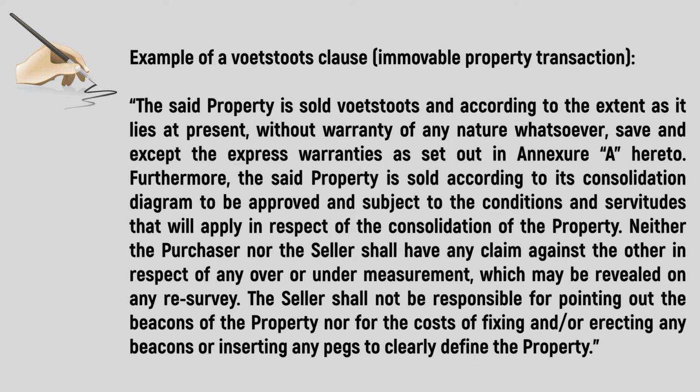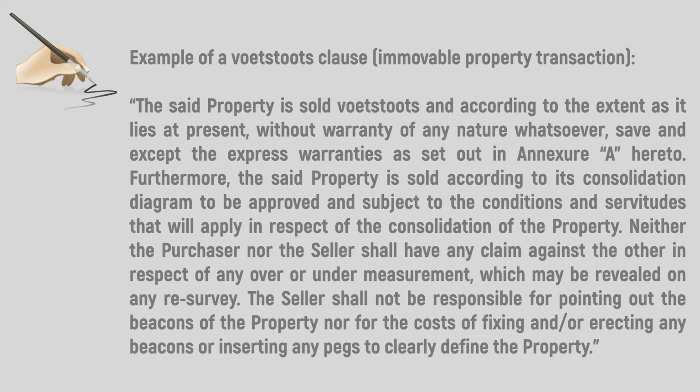The said property is sold Voetstoots, and according to the extent as it lies at present without warranty of any nature whatsoever, save and except the express warranties as set out in Annexure A hereto. Furthermore, the said property is sold according to its consolidation diagram, to be approved and subject to the conditions and servitudes that will apply in respect of the consolidation of the property. Neither the purchaser nor the seller shall have any claim against the other in respect of any over or under measurement which may be revealed on any re-survey. The seller shall not be responsible for pointing out the beacons of the property, nor for the costs of fixing and or erecting any beacons or inserting any pegs to clearly define the property.